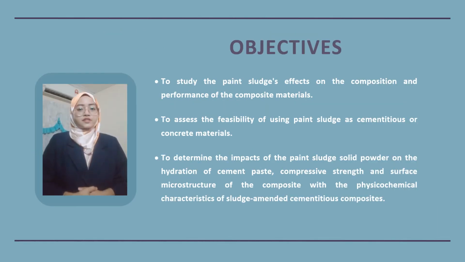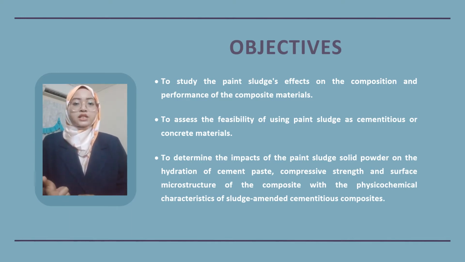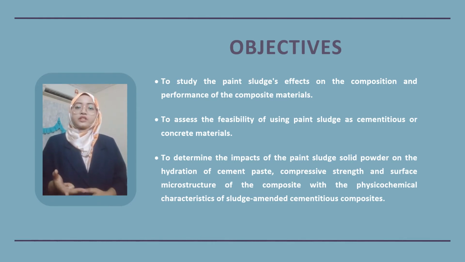The objectives of this research are to study the paint sludge effects on the composition and performance of the composite materials, to assess the feasibility of using paint sludge as cementitious or concrete materials, to determine the impacts of the paint sludge solid powder on the hydration of cement paste, compressive strength, and surface microstructure of the composite, with the physico-chemical characteristics of sludge-amended cementitious composite.